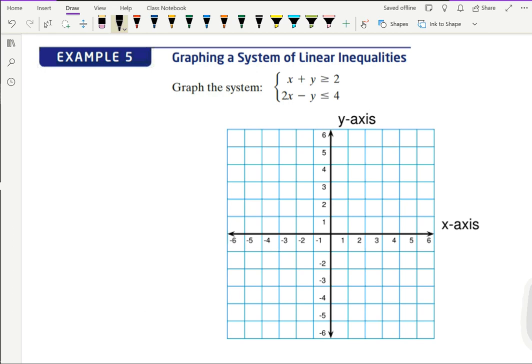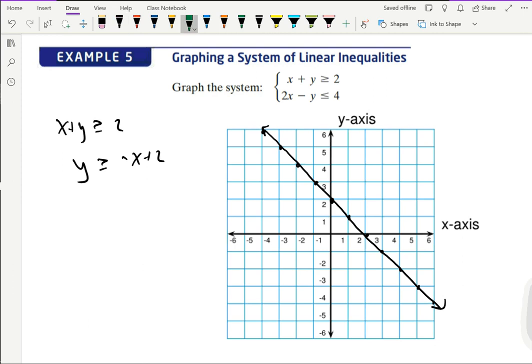We've got to graph both of these. So if I take x plus y greater than or equal to 2, and solve for y, I'm going to subtract x from both sides. So I've got a slope of -1, starting at a y-intercept of 2. So a negative slope goes down 1 over 1. So I just fill in a number of these slots. And because this is a greater than or equal to, I'm going to go ahead and make this line solid.